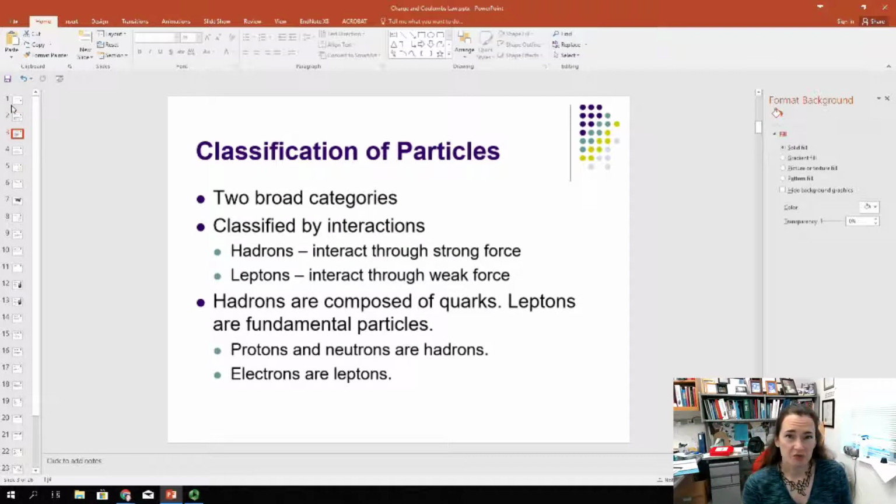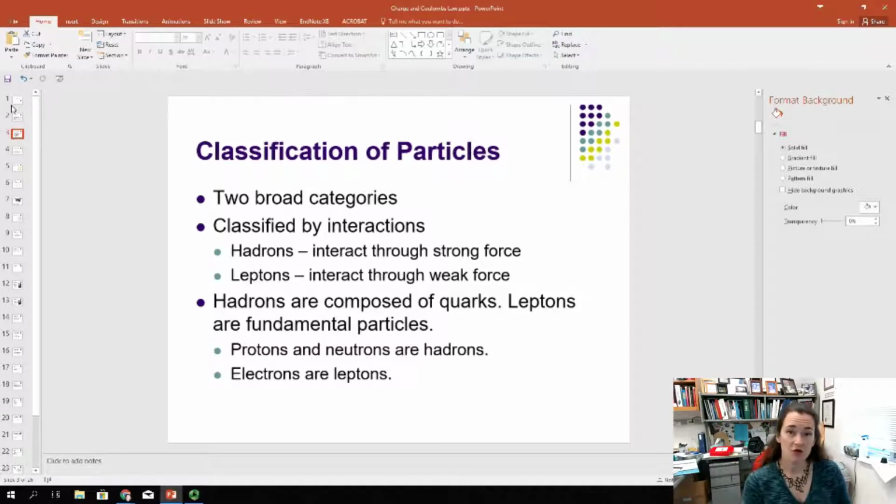Now, if you're talking more in depth about charges, then you can classify them by their interactions. So there's two broad classes of particles. There's hadrons, which interact through the strong force, and then leptons, which interact through the weak force. And by strong and weak force, of course, I mean two of the four fundamental forces of nature: the strong force, the weak force, gravitational force, and electromagnetic force.